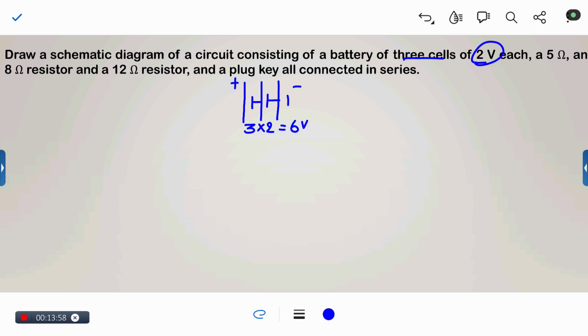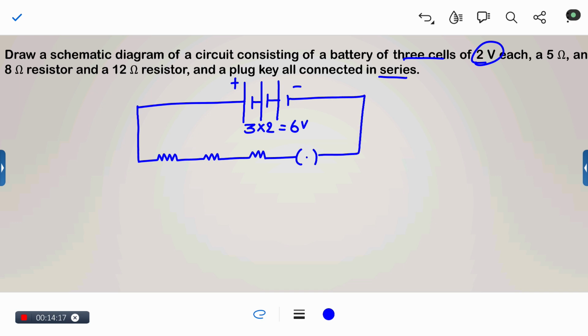And then a 5 ohm, an 8 ohm and a 12 ohm resistor and a plug key are connected in series. Series means we all know it's going to be in the form of end to end. So R1, R2, R3 along with that a plug key. So this is R1, and what is the value of R1? 5 ohm, R2 8 ohm, R3 12. And after this, mention the direction of current. Always we need to give only the conventional current.